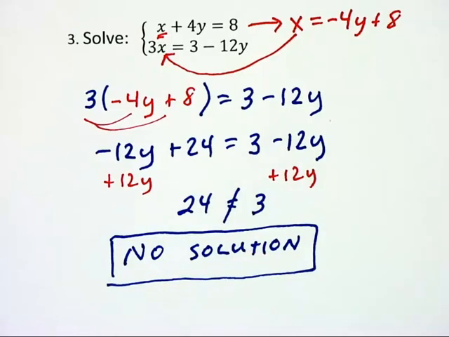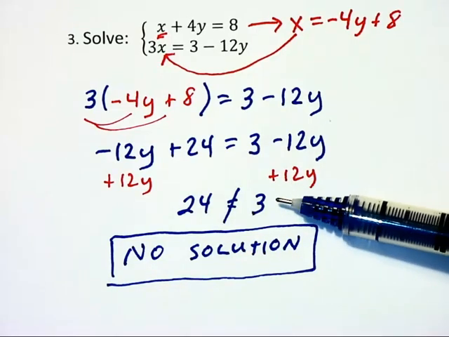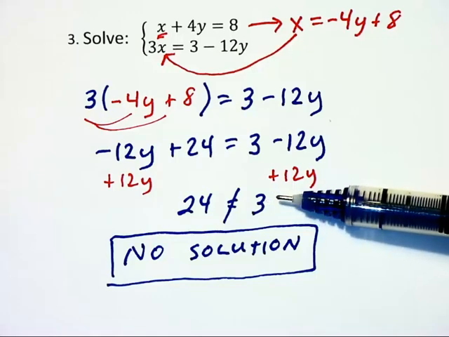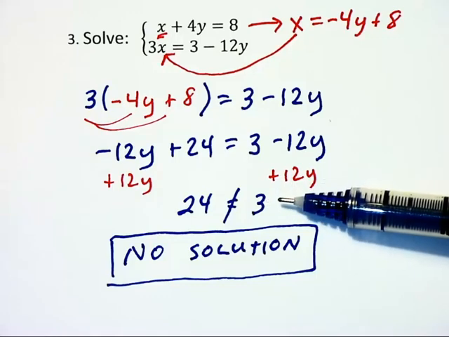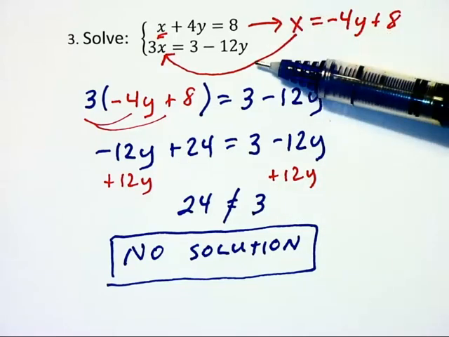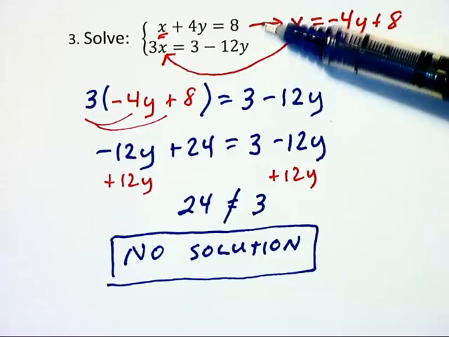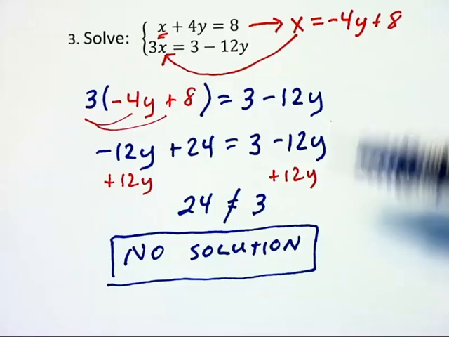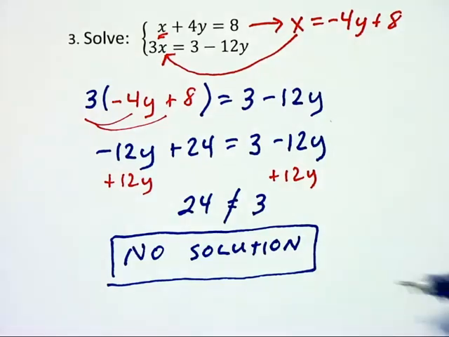Now, had we arrived at a true statement, such as 24 equals 24 or 3 equals 3, then we would have said all real numbers is the solution set. We don't always have a nice neat x, y point where two lines intersect, because sometimes the two lines or equations that we're dealing with reference parallel lines, and sometimes they represent two lines that coincide with each other when you have all real numbers as your solution set.